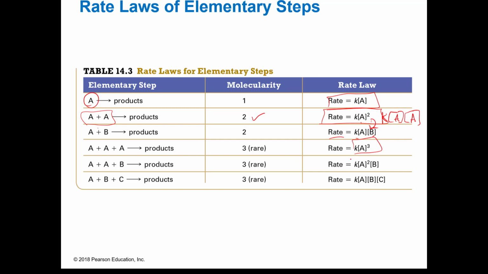So mainly we're going to be looking at these 3, and these 3 you should be able to remember. By the molecularity, if you have 1, it's going to be k times A. You have 2, so it's going to be k times A squared. Or you have 2 which are different, it's going to be k times A times B. Okay? And we know that because of the molecularity of elementary steps.